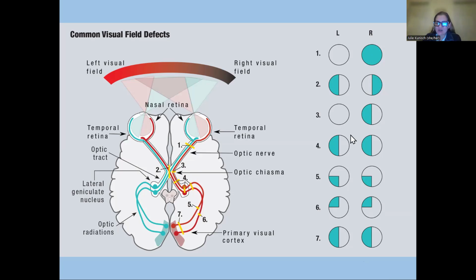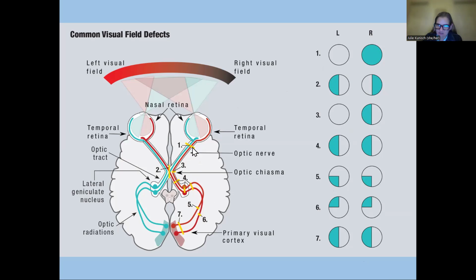Down the side here, these numbers correlate to the lesion, right? So number one, if there was a lesion on the right eye, right in the beginning of the optic nerve into the cortex, would lead to right eye blindness.